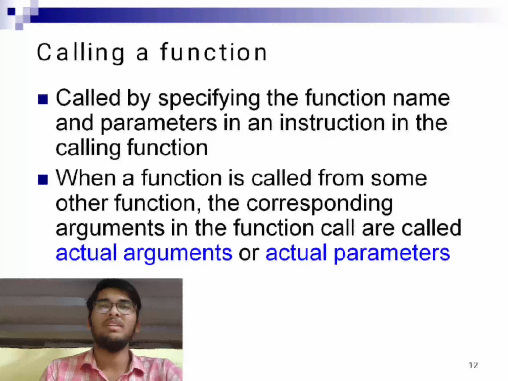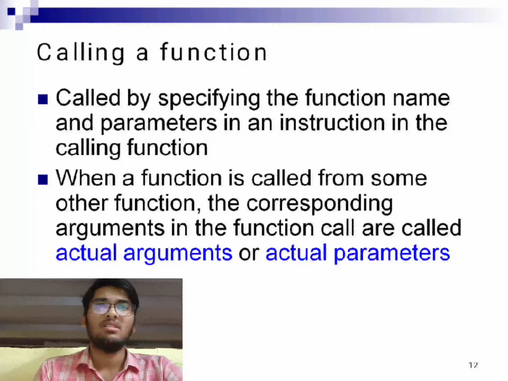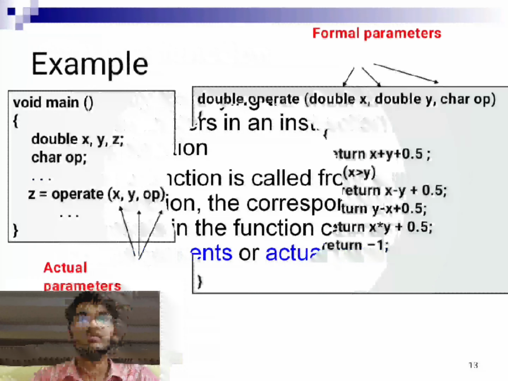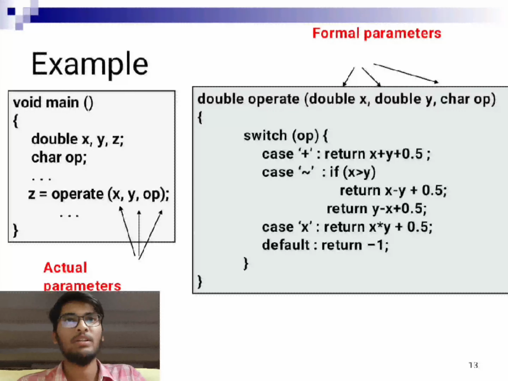Calling a function. When a function is called from some other function, the corresponding arguments in the function call are called actual arguments or actual parameters. Example: void main function. Here void means no return type, and in this block double is a data type initializing x, y, z. Character op is a character type. This is the body of the main function. Z equals operator, where operator is a function name, with x comma y comma op.